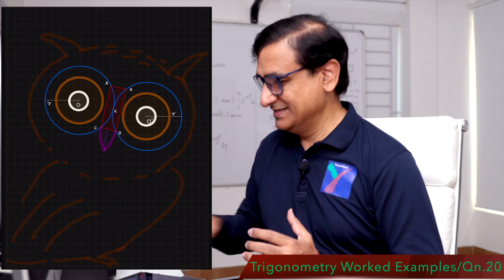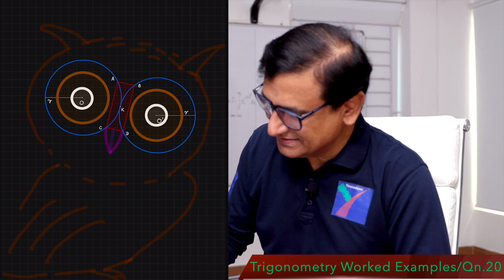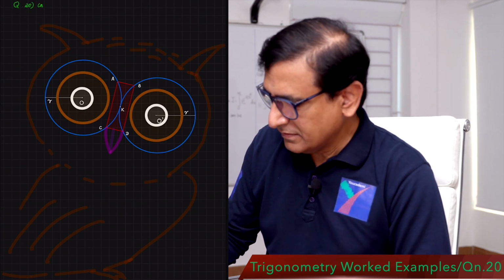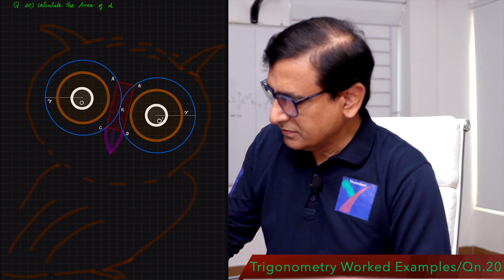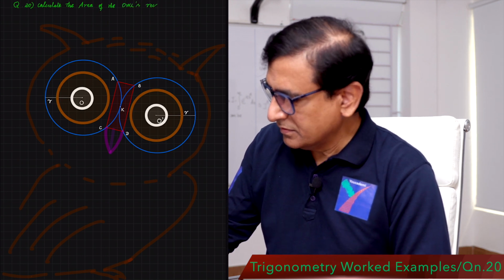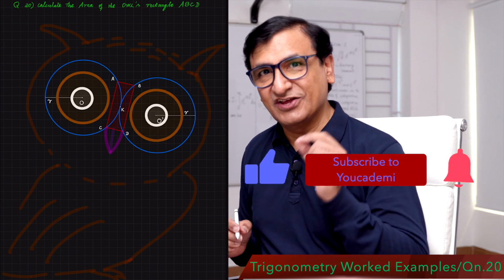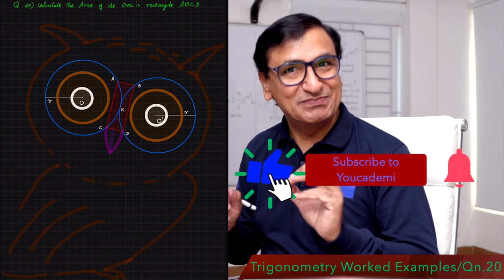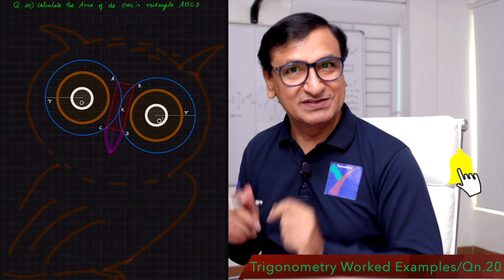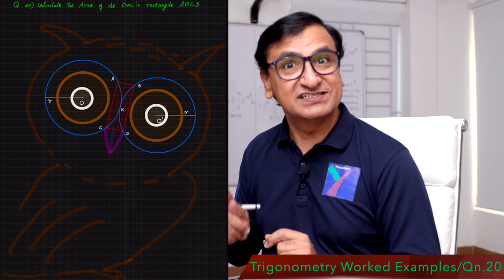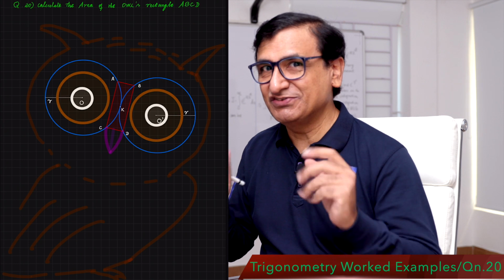Here it goes. Question number 20. Calculate the area of the owl's rectangle ABCD. The only toolkit which I will be using in this problem is the law of tangents and circles, which you can watch here. Let's get straight to the solution.